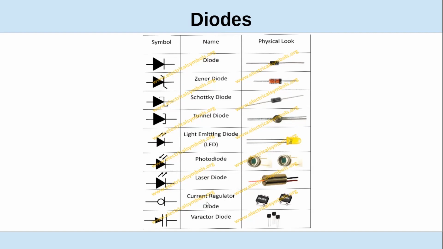There's a current regulator diode, which I don't have a clue what that is. Maybe Byron does. I've never seen it before. No, I've never seen the symbol before. Yeah.